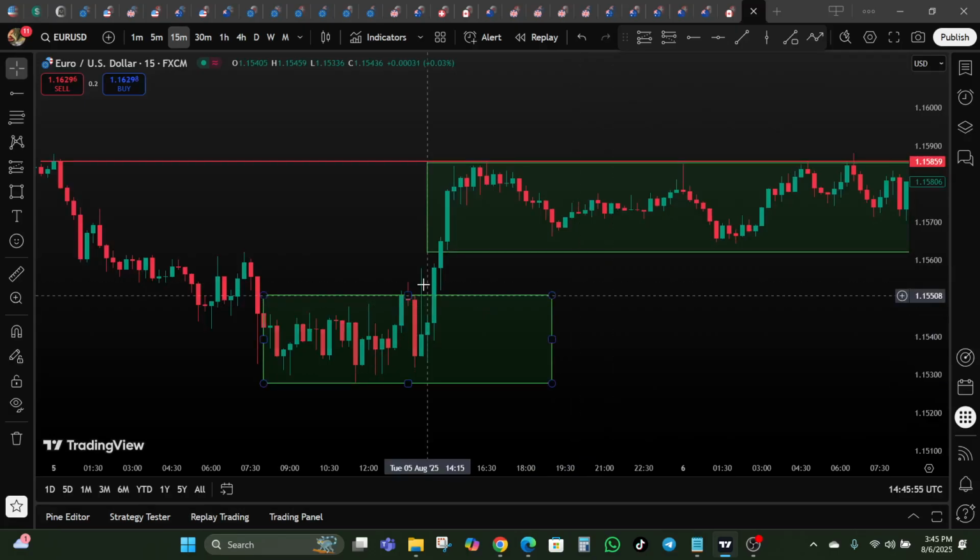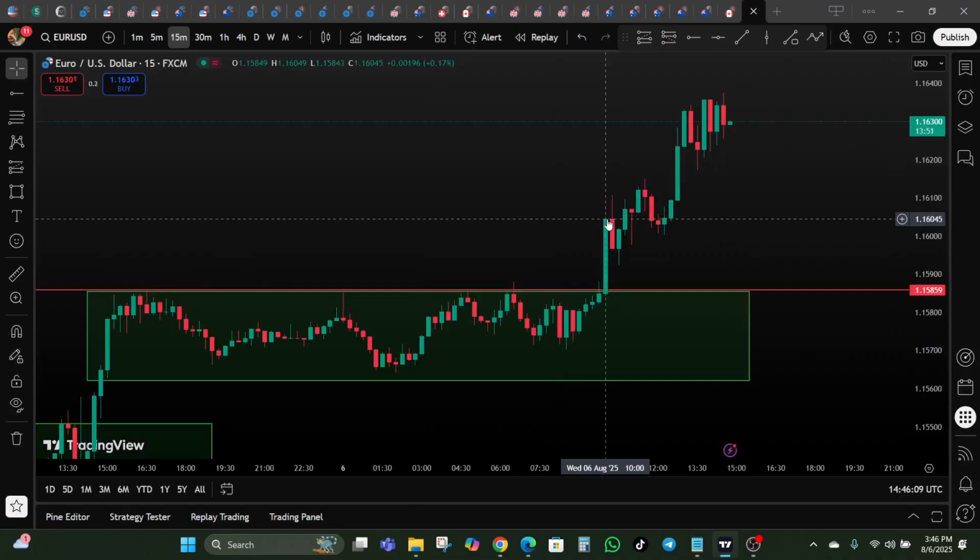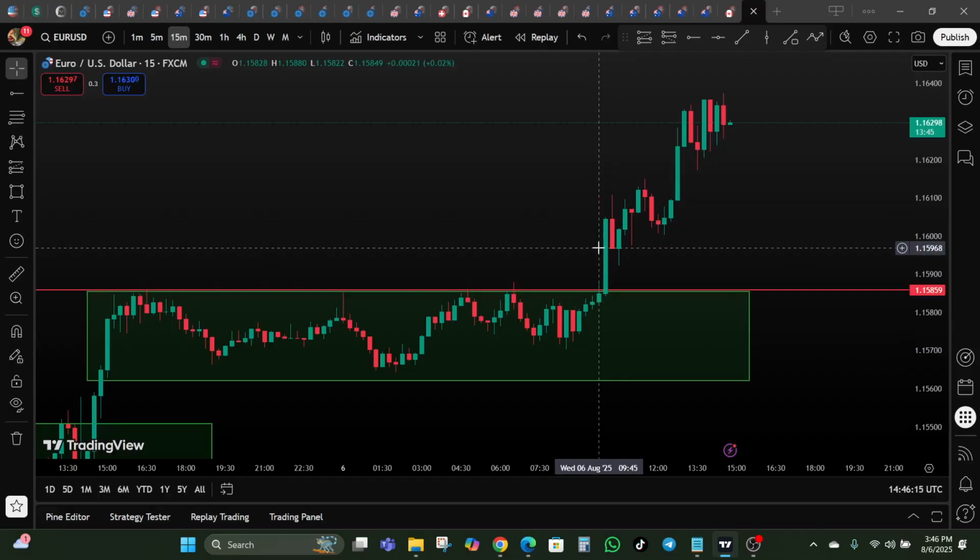Okay, you can see here we had a rejection in as much as this candle broke out of the range, but it pushed back inside. So you shouldn't have entered here. You should have waited for this one to close above, then you enter. Likewise, it is here that you're supposed to enter, not here. Okay, after the breakout candle has closed. All right.